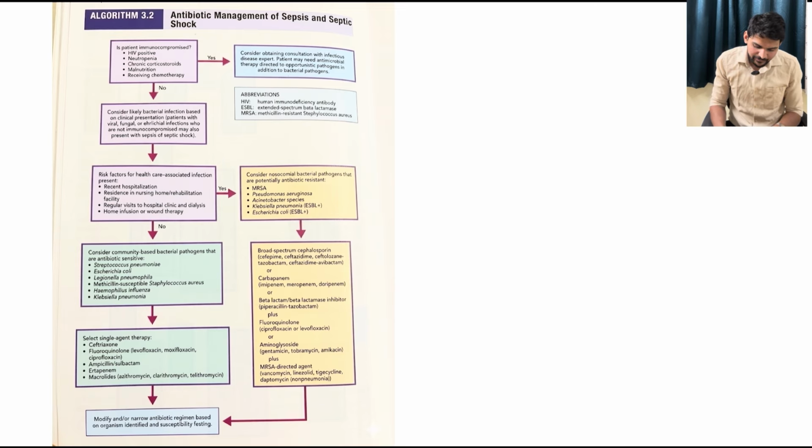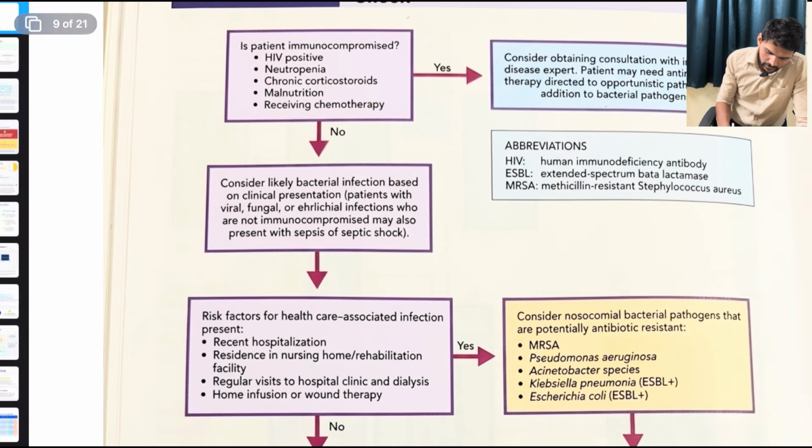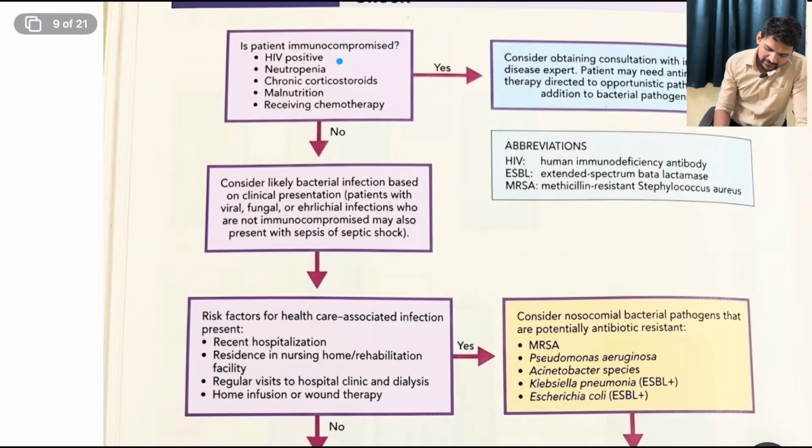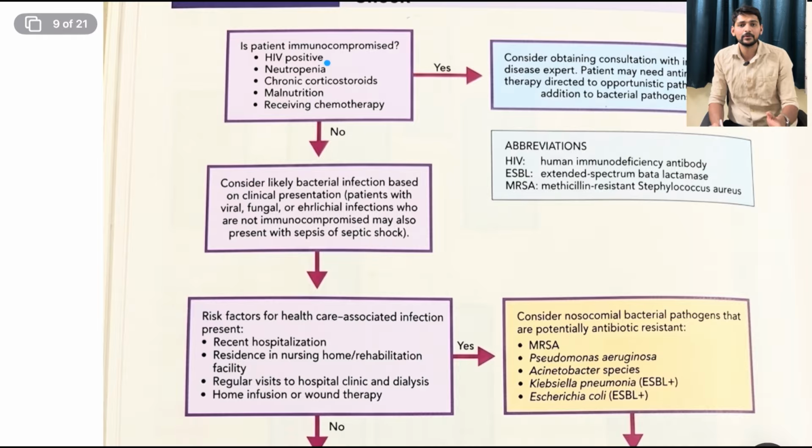What about the antibiotic management? See here, first you have to follow a protocol which is clearly mentioned here. First, look for any immunocompromised status like HIV positivity or chronic steroid usage. In that case, you have to discuss with infectious disease experts for the selection of antimicrobial agents. But otherwise, in other cases, we have to consider the likely bacterial infection and clinical presentation.